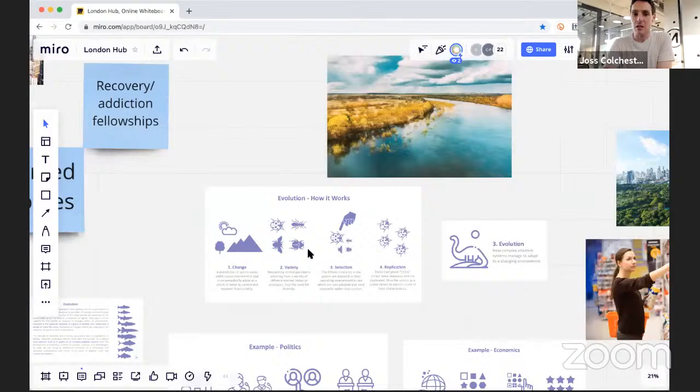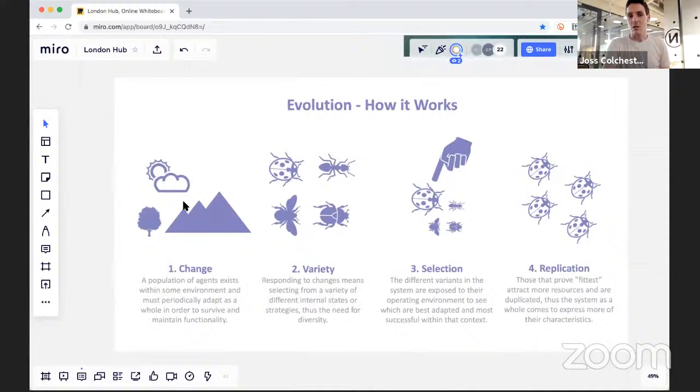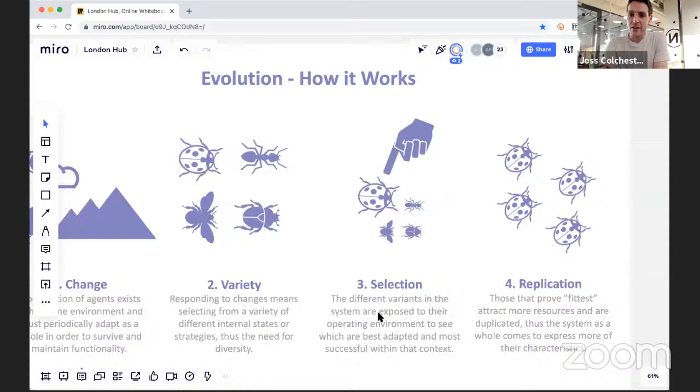Let's take a look at how it actually works. So it starts with some change. This is all about changes in the environment, and the system has to adapt to those. The system creates variety. So lots of little species, we know in ecosystems, we get this cross mixing, and we get lots of different variants. And then there's a process of selection. The different variants in the system are exposed to their operating environment to see which ones are best adapted and most successful within that context.